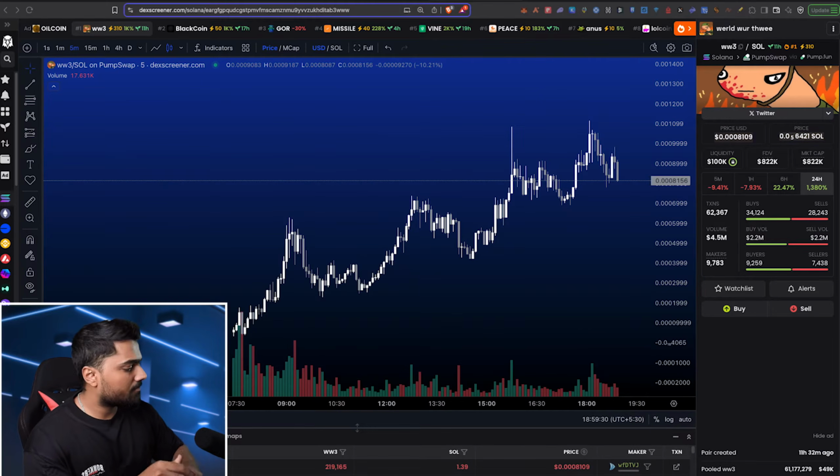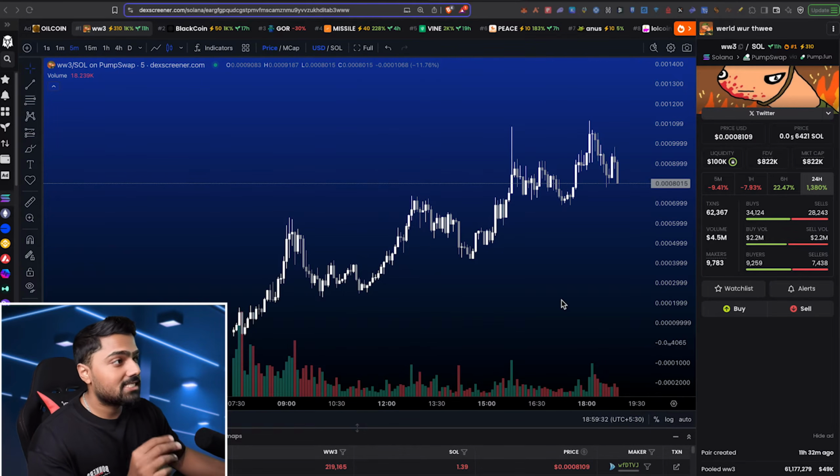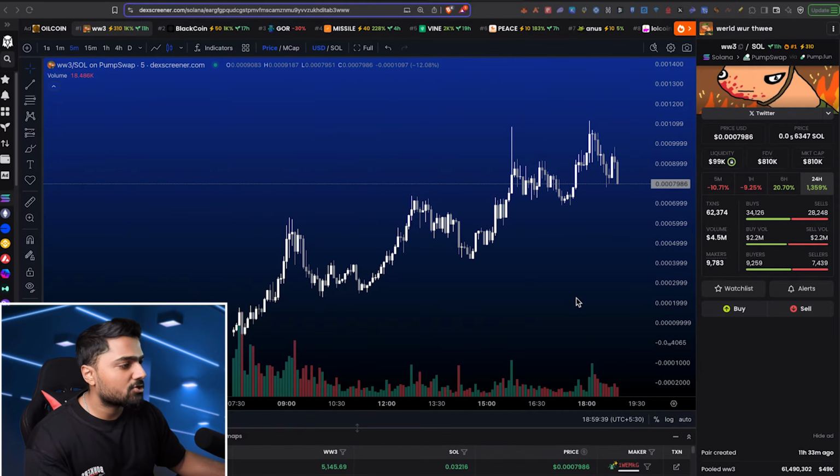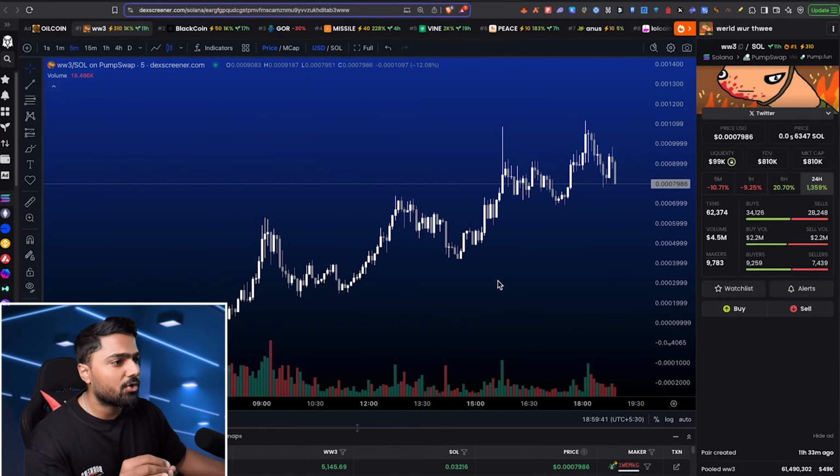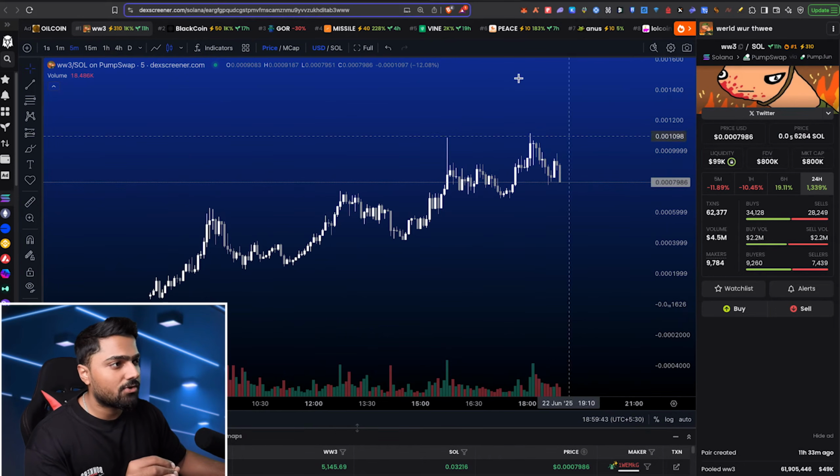Right here I have a chart of a meme coin on Solana and the ticker is WW3. But we don't care about the ticker, we don't care about the name. Nothing matters guys. What matters is price action. What matters is volume. So we are going to be trying to decode price action right around here.